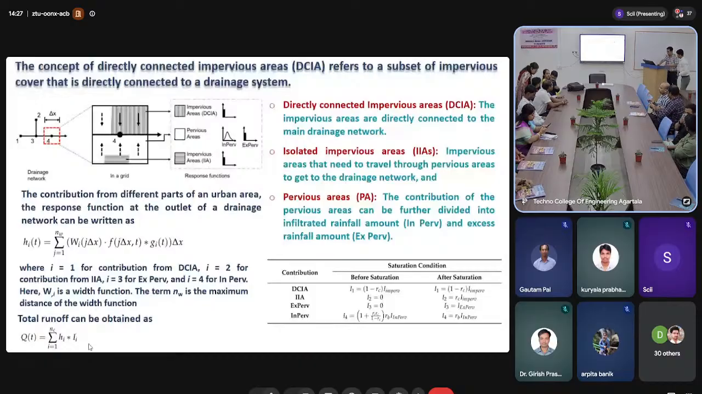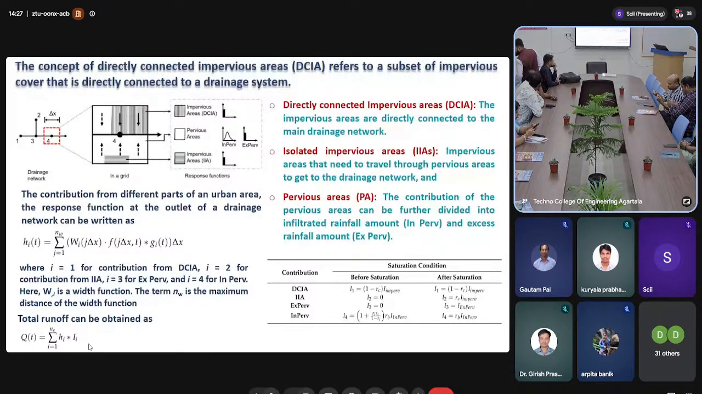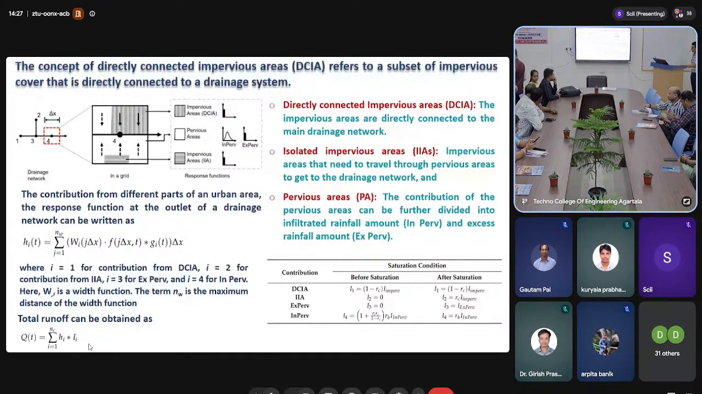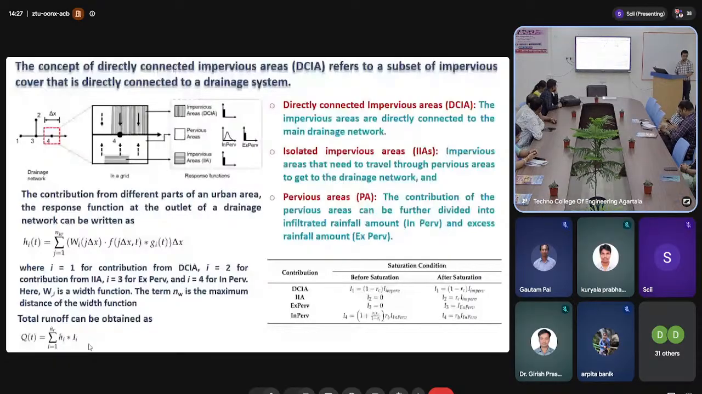Okay, leave it. So now see here, this is the grid or parcel. In this parcel, what are the different contributions of different areas? The shaded areas, all these shaded areas are impervious. Let us say the shaded areas are impervious, and this white, blank portion is pervious.